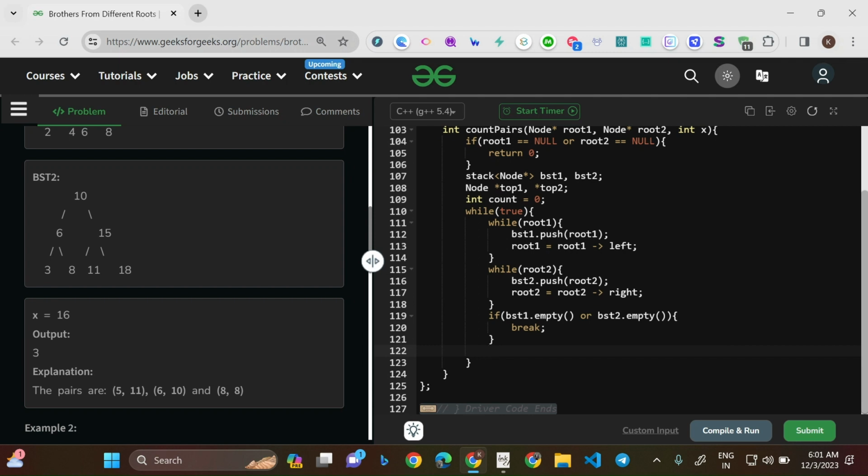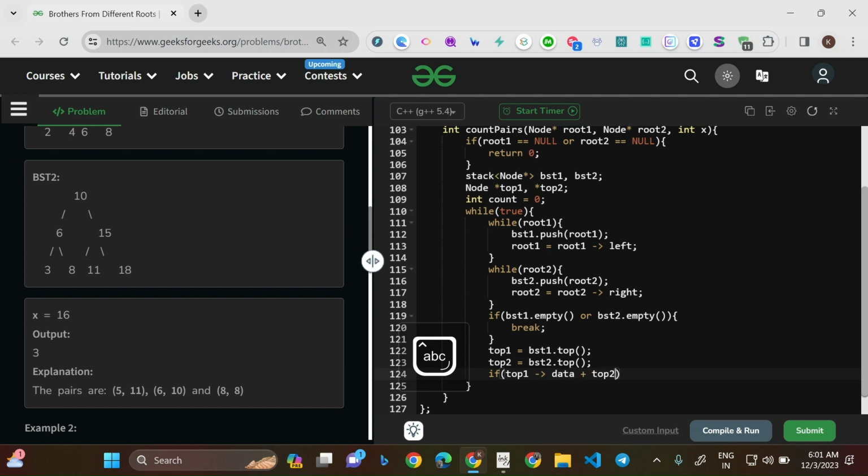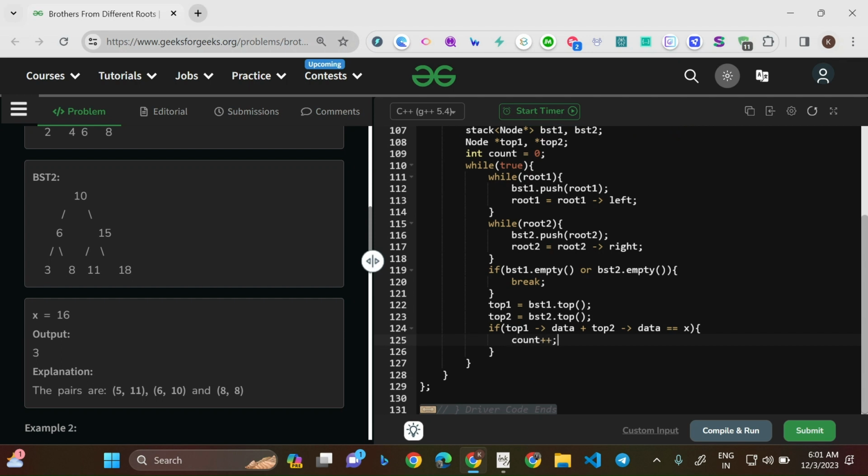Now the other thing is top1 is BST1.top, and top2 is BST2.top. If your top1 data plus top2 data turns out to be equal to x, what will you do? You'll increase the count first, and then pop out BST1.pop and BST2.pop. And the second thing, now you'll be going to the right side of BST1 and the left side of BST2. That's what you'll be doing, right? So your root1 would be top1's right, and root2 is top2's left, isn't it? I hope you people are understanding, so there's no confusion.